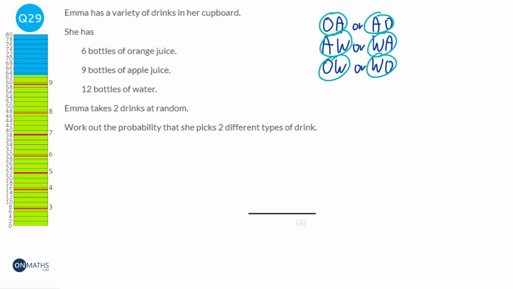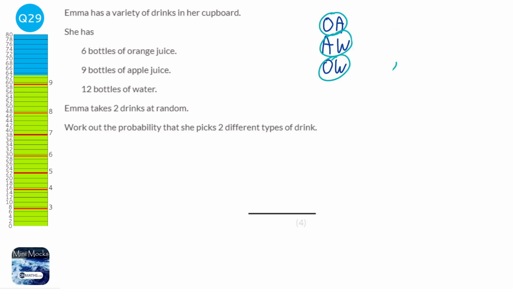So we're going to just ignore the right hand side ones, and we're just going to focus on the left hand side ones. To work out the probability of O and then A, so orange juice then apple juice, we work out the fact that the probability of picking orange juice first of all is 6 over 27.